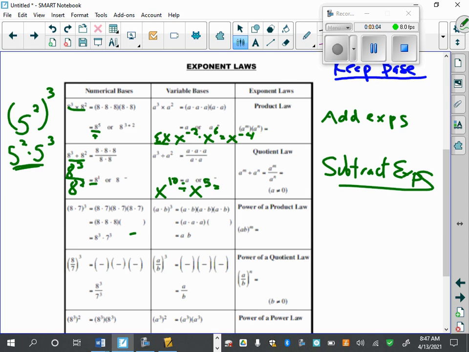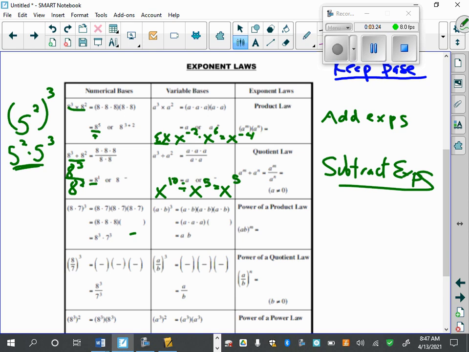Thanks for writing this down, everyone. And this is kind of trying to trick you, but you never divide exponents. You can write that down if you want to. You never divide exponents. You always subtract, so you don't divide 10 and 5. You just 10 subtract 5 gives you x to the 5th.